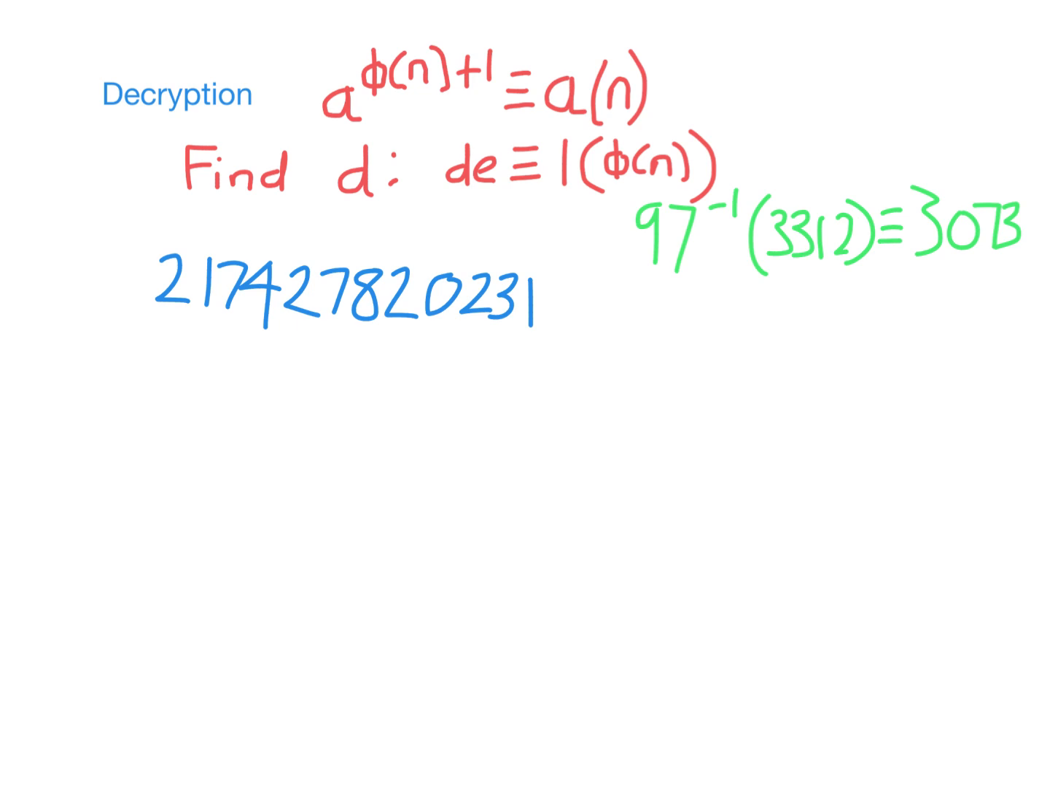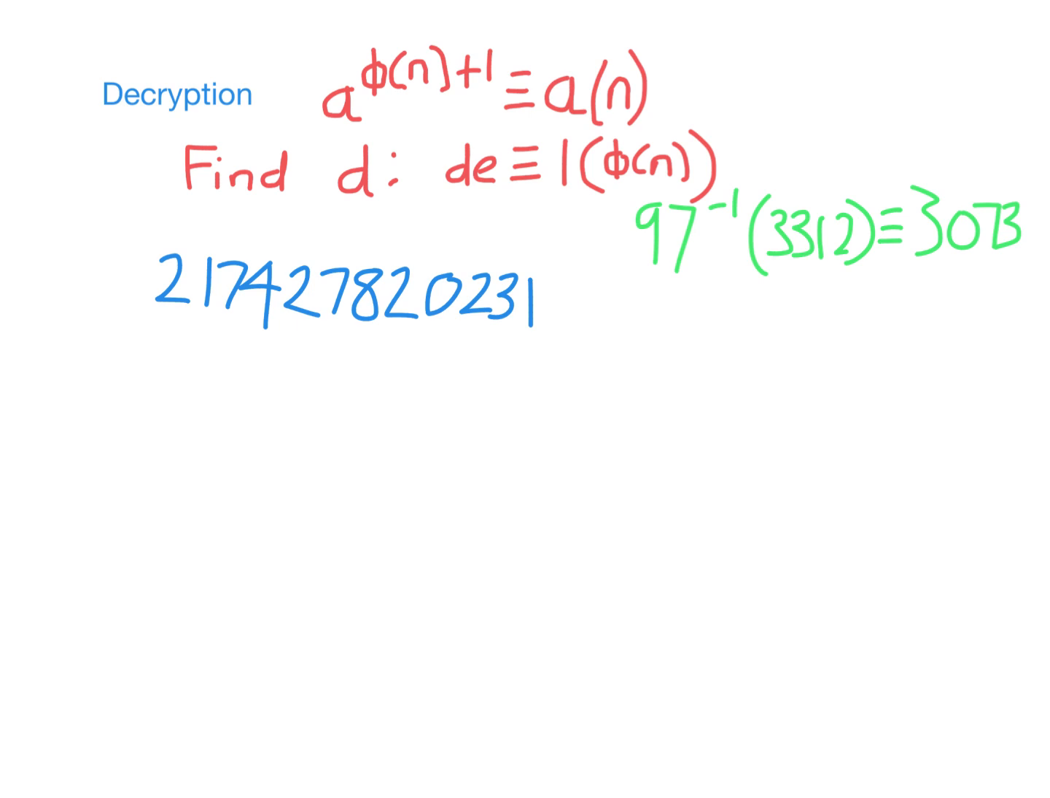So the reason RSA works is if we have de equivalent to 1 modulo phi of n, we can use this rule up here. We know that a to the phi of n plus 1 is always equal to a in modulo n. So raising to this power is like an identity. It doesn't actually do anything to the text. We raised it to the power of e. If we raise it to the power of d now, we'll get back to where we started. Because d and e are inverses of each other, this will always be equivalent to 1 modulo phi of n.